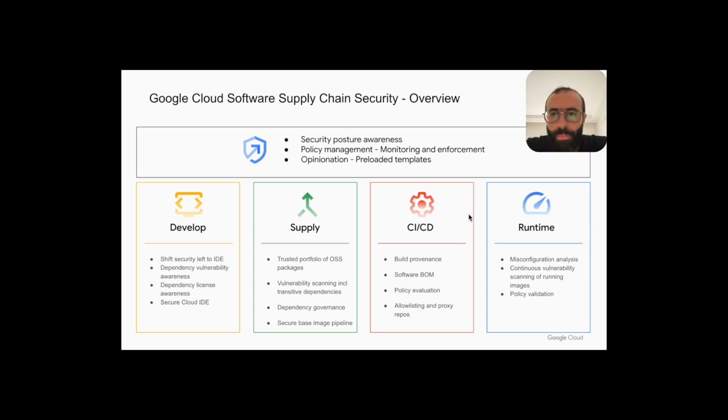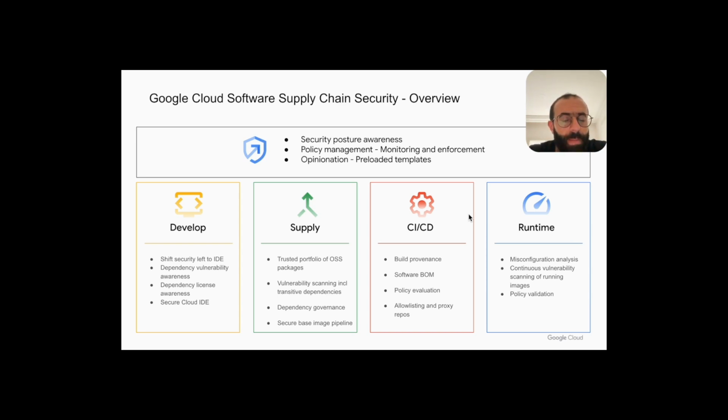Okay, so Google Cloud Software Supply Chain Security tackles different parts of the software supply chain. From development, we shift security left to the IDE. So we have tools to test in the developer environment, before going to source control and before going to the build, for example. After that, in the build, we have a trusted portfolio of OSS packages. We have something called Assured OSS. I will go into it in the next slide and explain.